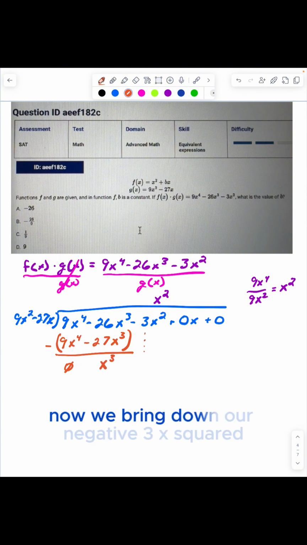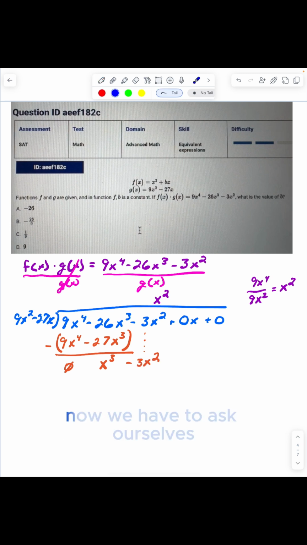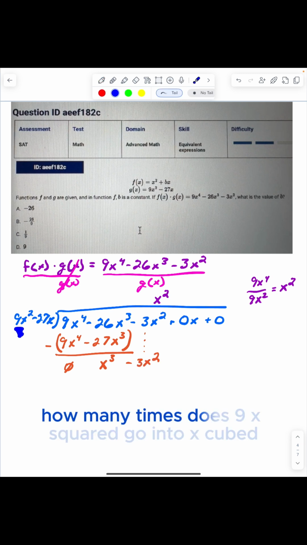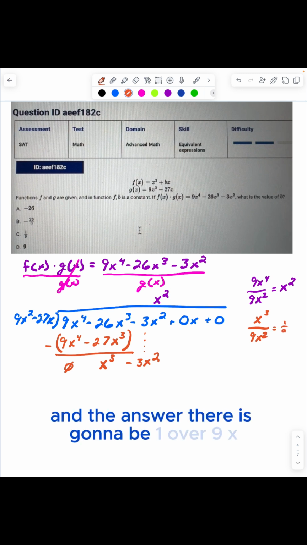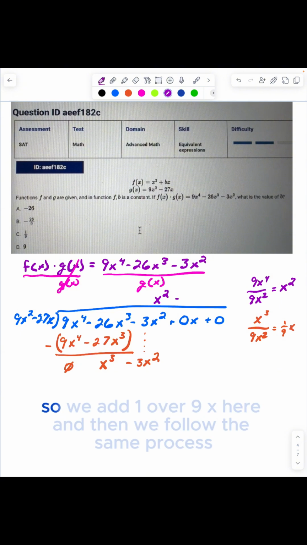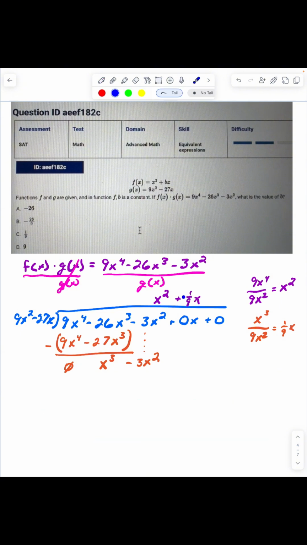Now we bring down our negative 3x squared. Now we have to ask ourselves, how many times does 9x squared go into x cubed? Or what is x cubed divided by 9x squared? And the answer there is going to be 1 over 9x. So we add 1 over 9x here, and then we follow the same process.